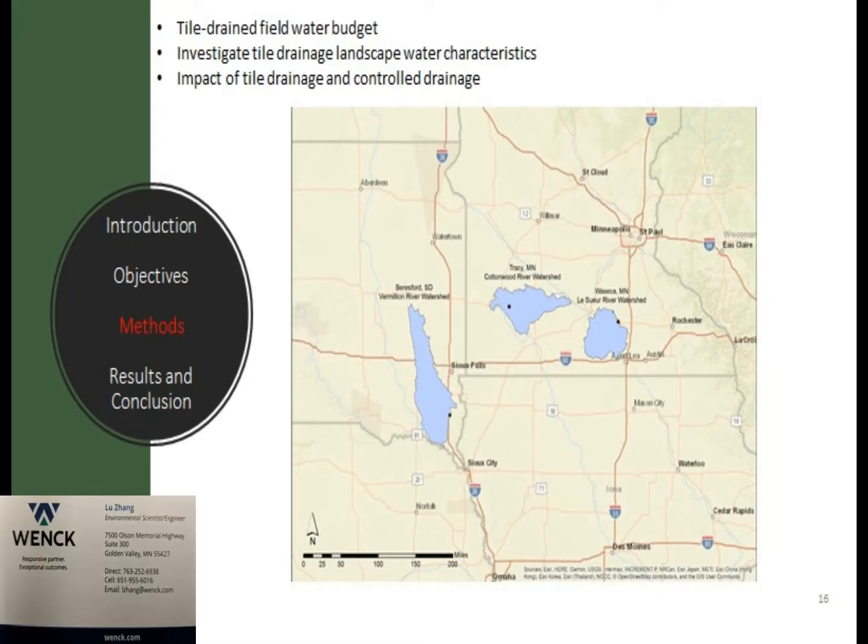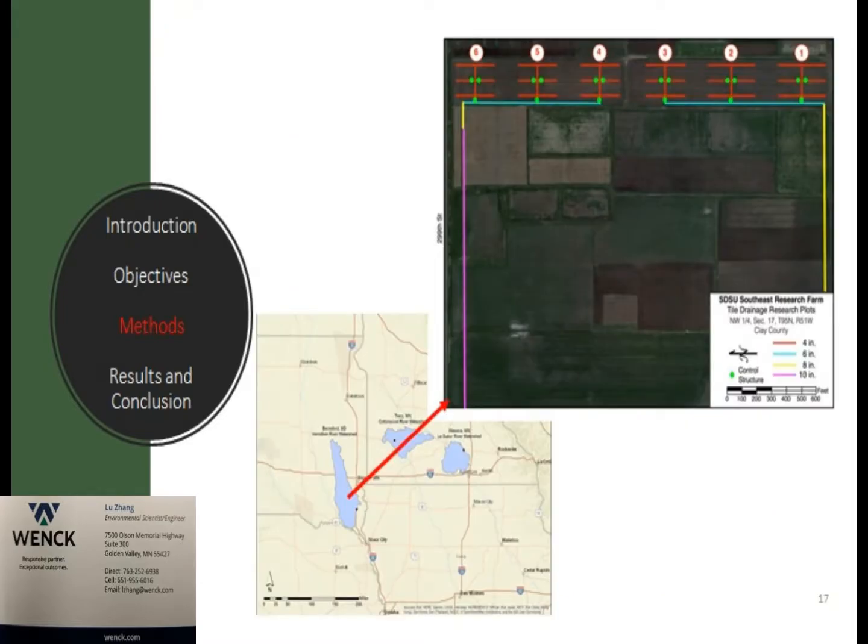We have experimental fields in all 3 sites, and the rainfall pattern gets wetter as we move to the east. We also saw the rainfall depth increase when you go from Beardsford, South Dakota to Waseca, Minnesota.